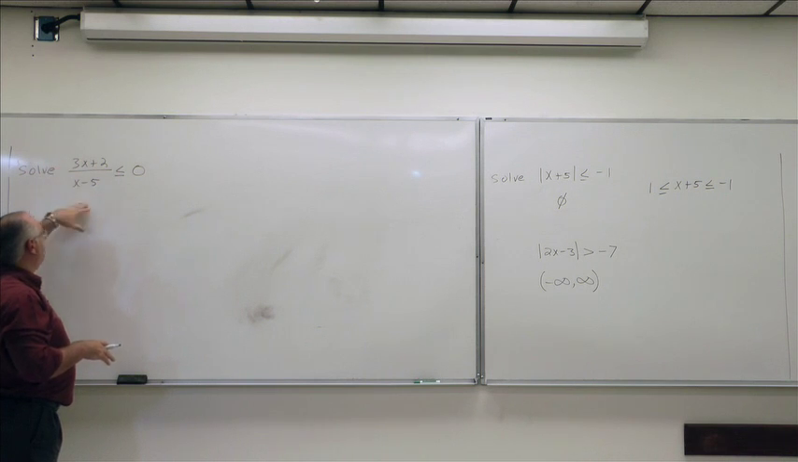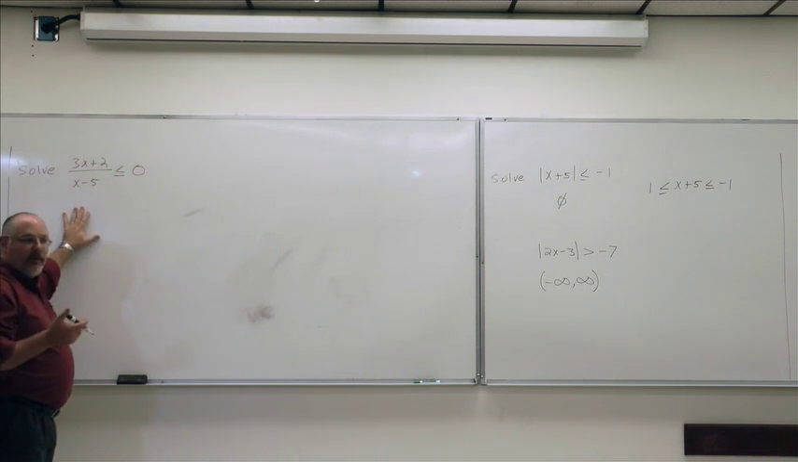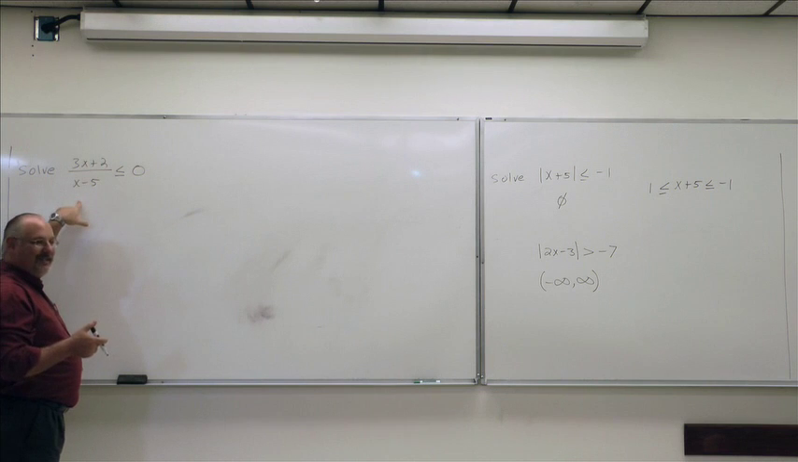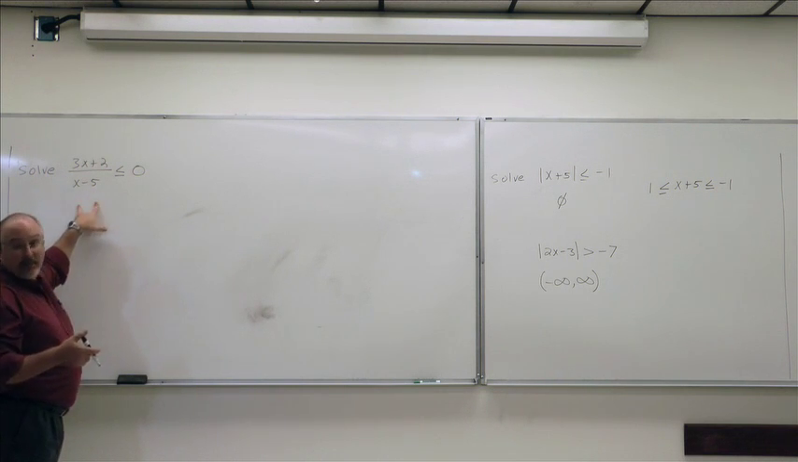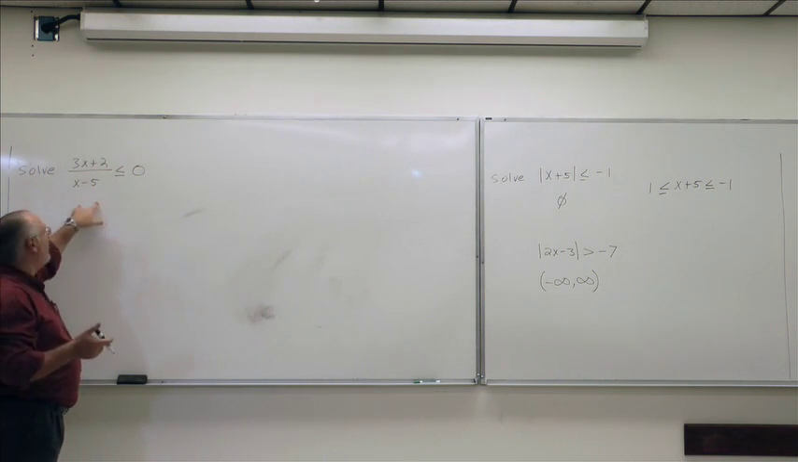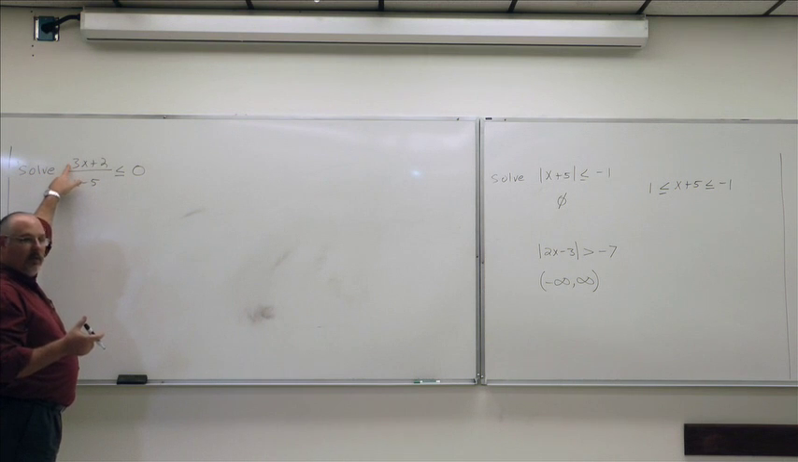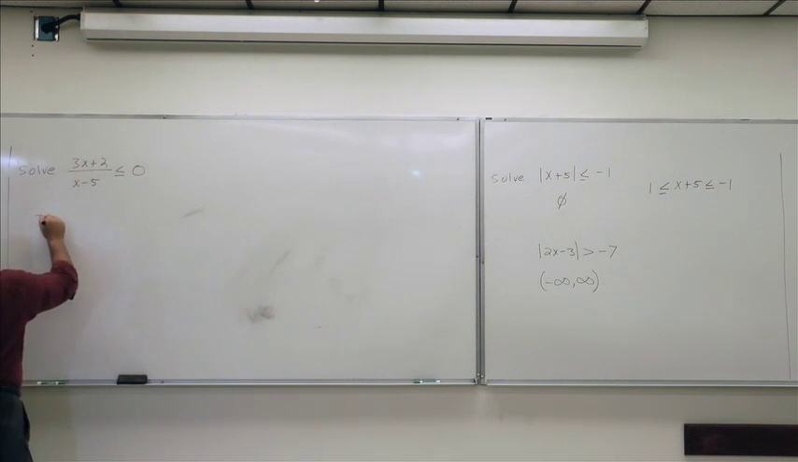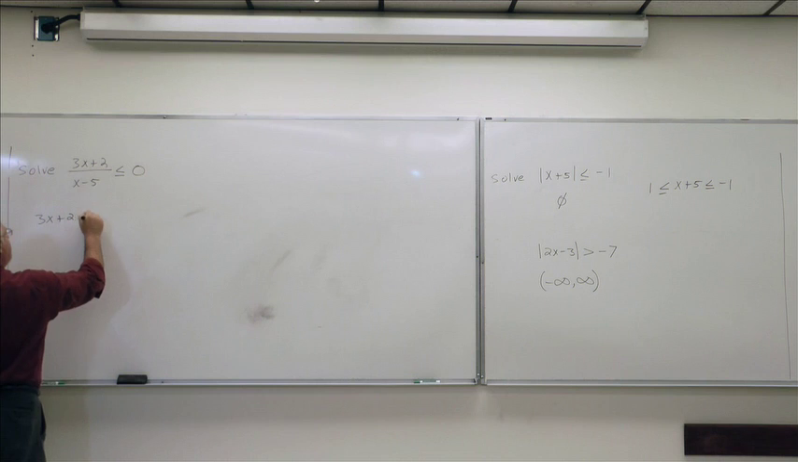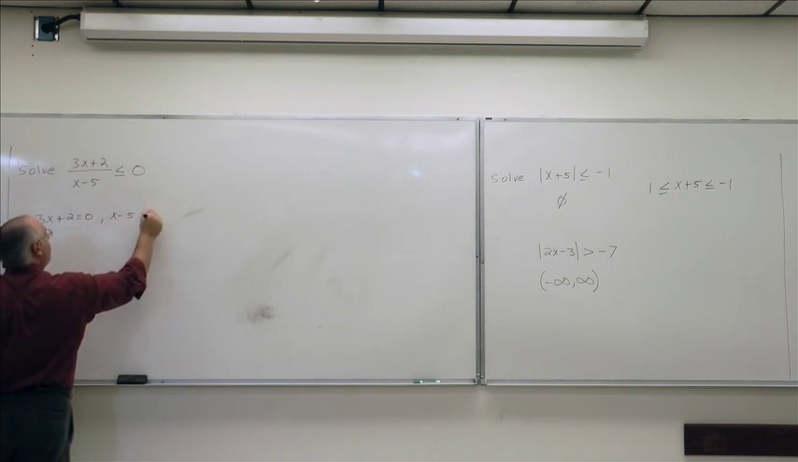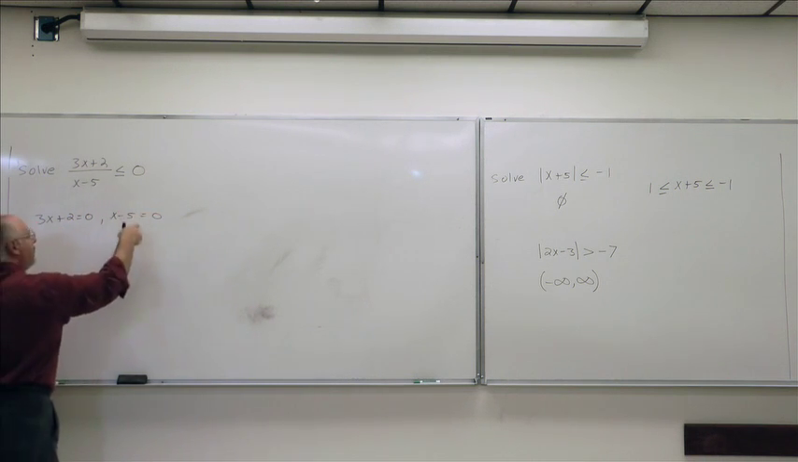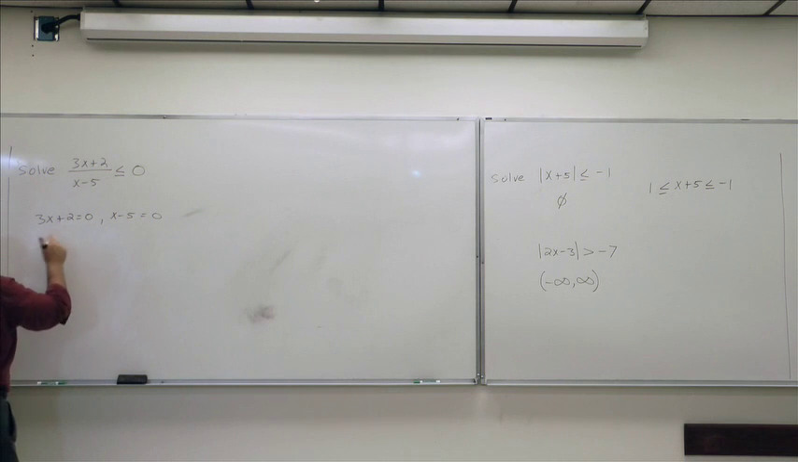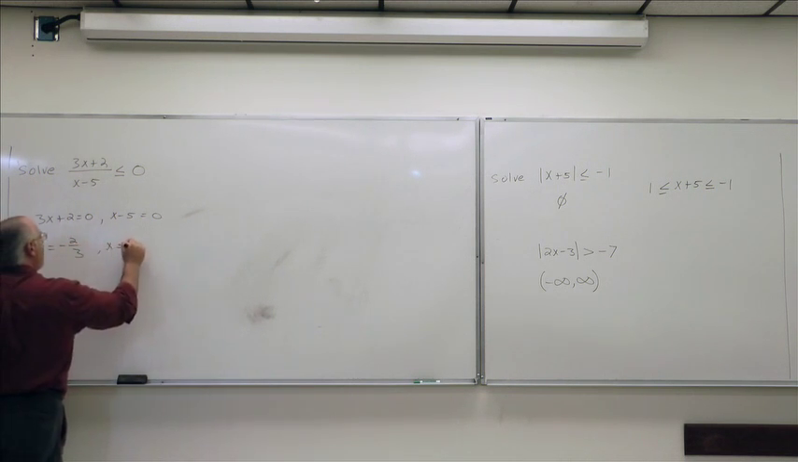So we need to know the critical values. The critical values are where the fraction is 0 and when the denominator is 0. And the fraction is 0 when the numerator is 0. So this one's fairly straightforward. We set the numerator equal to 0 and the denominator equal to 0. So this one we get x is -2/3. This one we get x is 5.